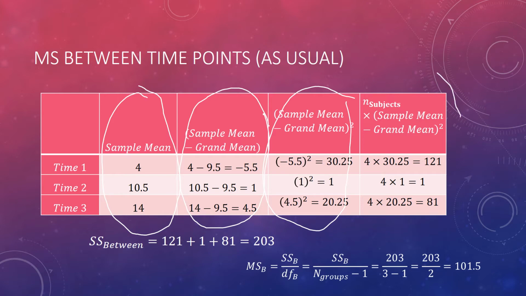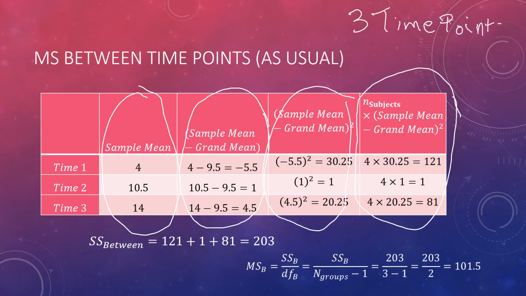And then again we want to take into account the number of subjects. So remember, there's 3 time points and 4 subjects. So 3 times 4 gives you 12 total scores. So essentially what you're doing is taking the 30.25 and adding it 4 times, because you need to do this for each subject, and you do that same thing for 1 and 20.25, but instead of writing that all out, 30 plus 30 plus 30 plus 30, whatever, you just times it by 4.